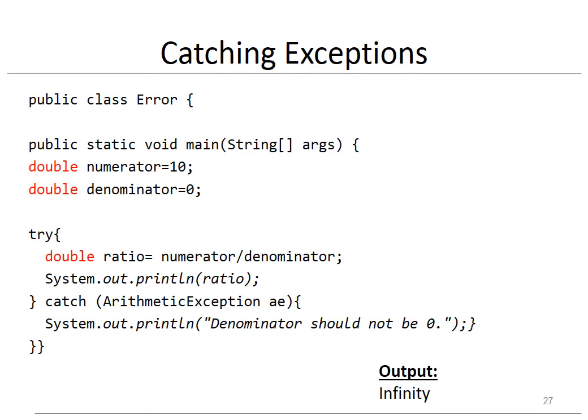Let's see what happens if we define the numerator, denominator, and ratio as double instead of integer. When running this class, no exception will be thrown and Java will output infinity. The reason is because both Java's floating point data types, double and float, implement the IEEE 754 standard where a division by 0 is defined as infinity.